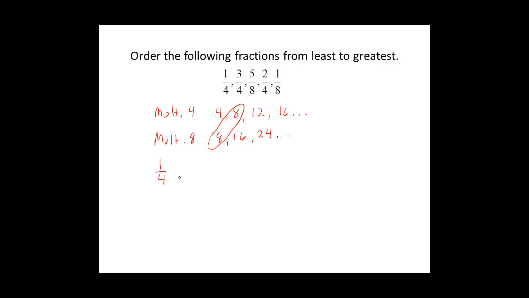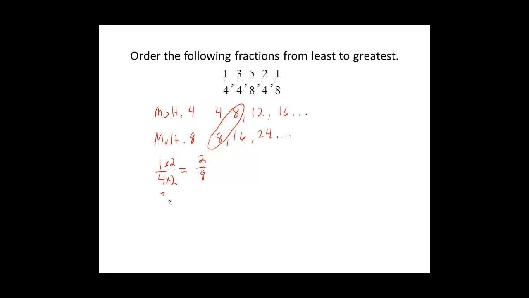We would like to write the fraction 1/4 with a denominator of 8. So we ask ourselves, what number can we multiply by 4 in order to get 8? That number is 2. So if we multiply the denominator by 2, we will multiply the numerator by 2 in order to keep an equivalent fraction. So the number 2/8 is the same thing as 1/4.